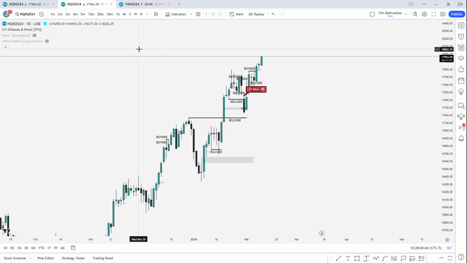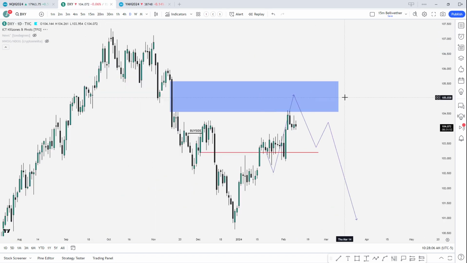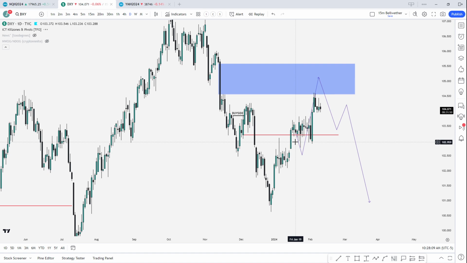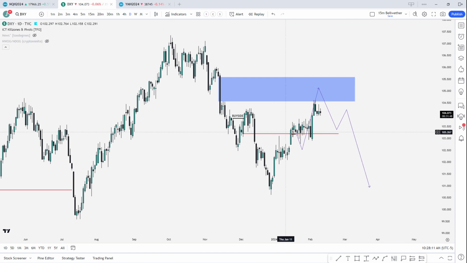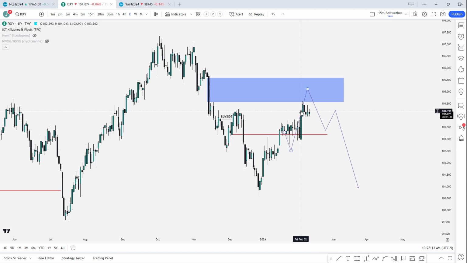If you look at the DXY, this is our prediction back from January 19th using seasonal tendencies. And we're pretty close to it.